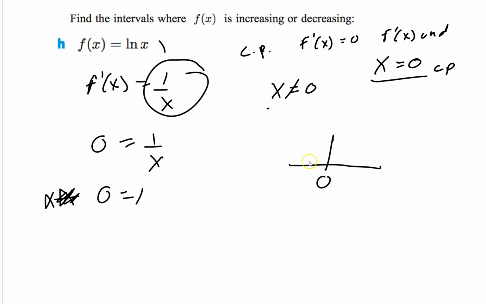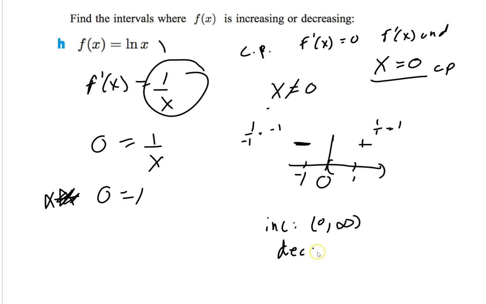Pick a point below it, like -1. Plug in -1 here, I get 1 over -1, which is -1. Pick a point above it like 1, plug it in, I get 1 over 1, which is 1, so it's positive. And there you go. You're increasing from 0 to infinity, positive, and you're decreasing from -infinity to 0. That's the idea.